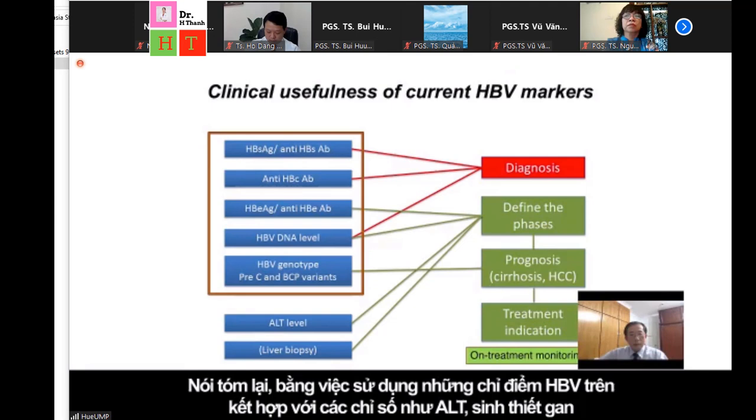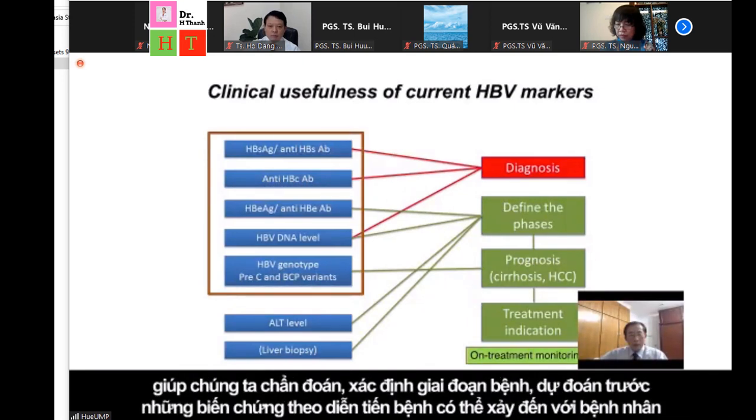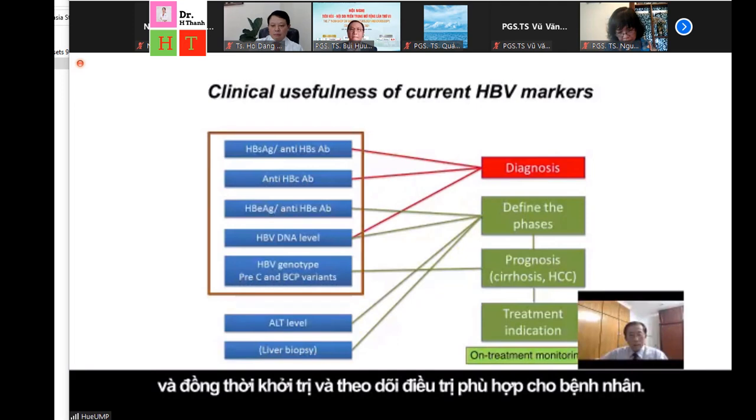In summary, by using current HPV markers, including the serological biomarker and also some biochemical index such as ALT level and also liver histology, these markers can be used for the diagnosis of HPV infection and we could define the phases of chronic hepatitis B patients, and also predict their prognosis. And it's also important to initiate the antiviral therapy and also for the on-treatment monitoring of treatment response.